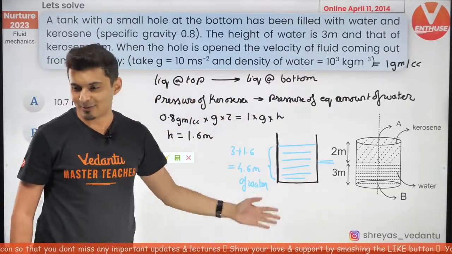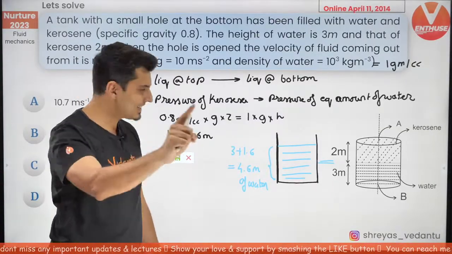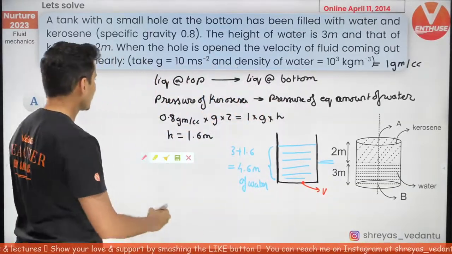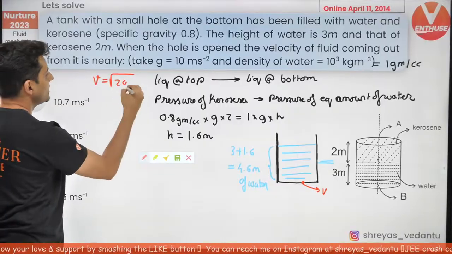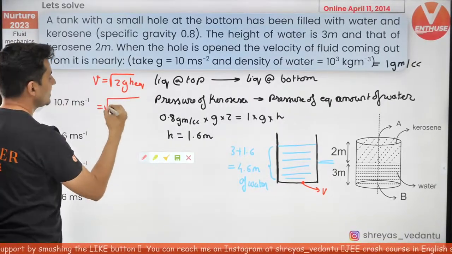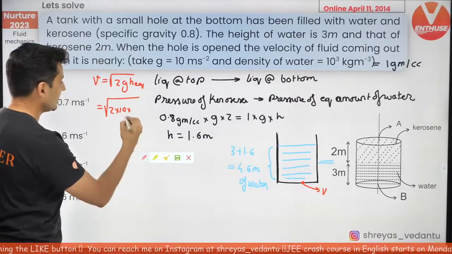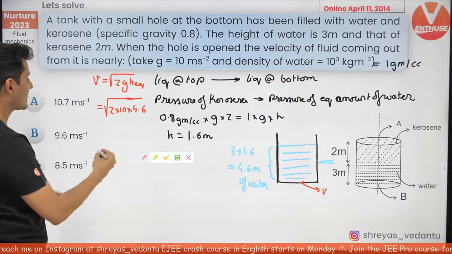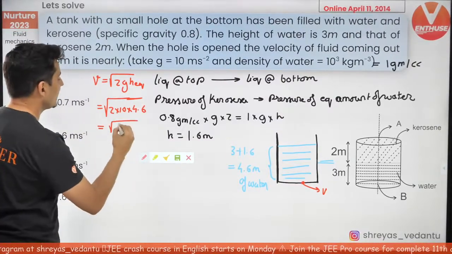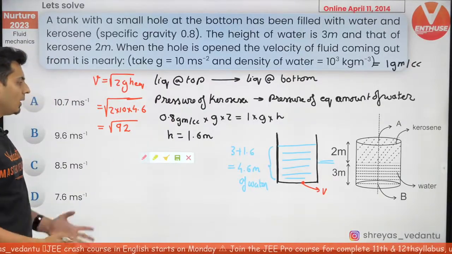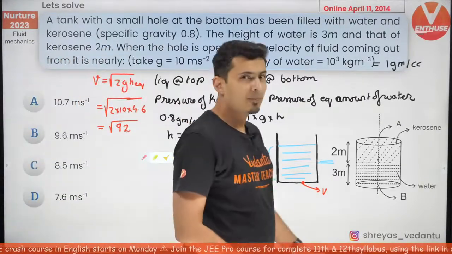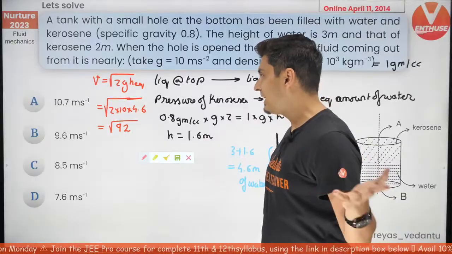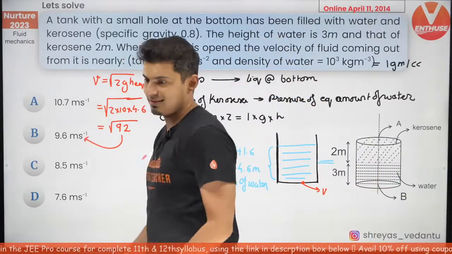Yes, Vivek, your comments are visible. Yep. That means now I can easily find out what is the speed with which the liquid comes out. That speed will be root of 2g h equivalent. So g is 10, height equivalent is nothing but 4.6. 46 into 2, that's going to be 92, right? Root of 92. Now look at the options. Root of 81 is 9, root of 100 is 10, so it will be between 9 and 10, so hence that should be 9.6, as simple as that.